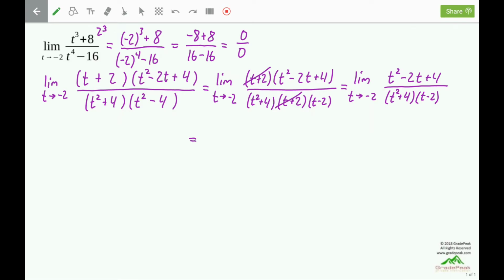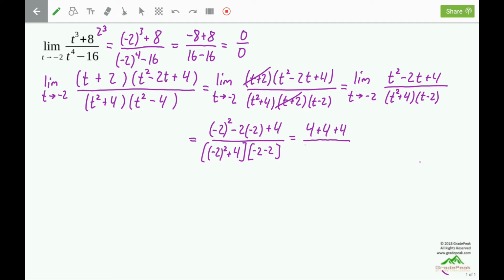We can retry the -2 for each of the t's. In the numerator, we will have -2 squared minus 2 times a -2 plus a 4. In the denominator, we will have a -2 squared plus a 4 quantity times a -2 minus a 2. In the numerator, -2 squared is a positive 4. -2 times -2 is a positive 4 plus 4.